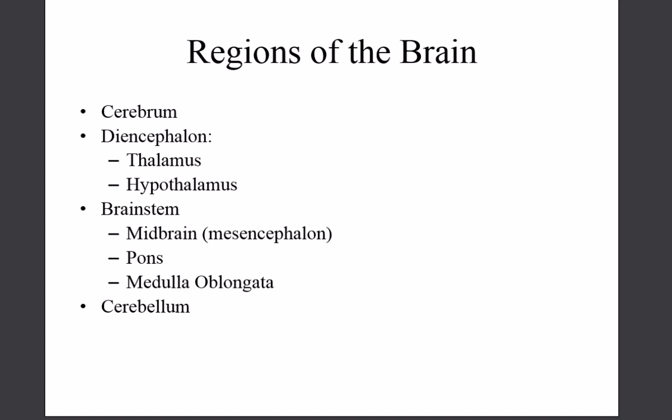Below the diencephalon, we'll study the brainstem, kind of the primitive brain, which includes the midbrain, the pons, and then the medulla oblongata, which is connected to the spinal cord. And then we'll finish off with the cerebellum. We'll also take a look at the ventricular system, a system of ventricles and canals that make and contain cerebrospinal fluid. We'll finish off the lab with the ventricular system. So let's begin this lab with looking at the cerebrum.